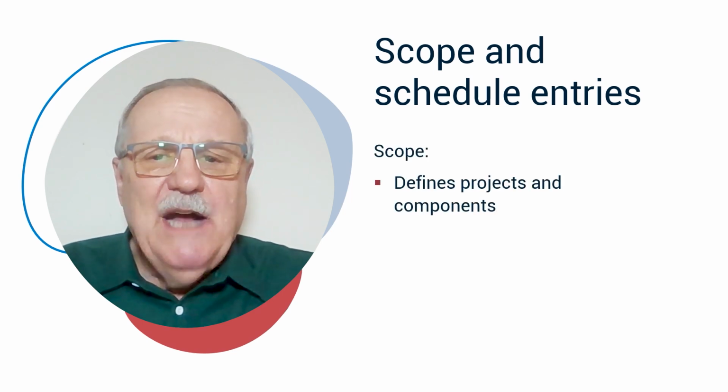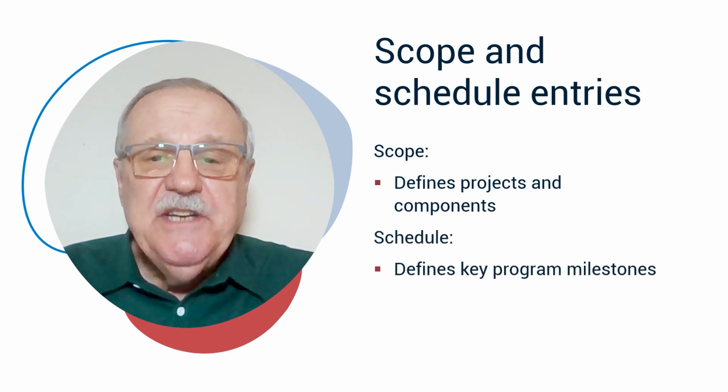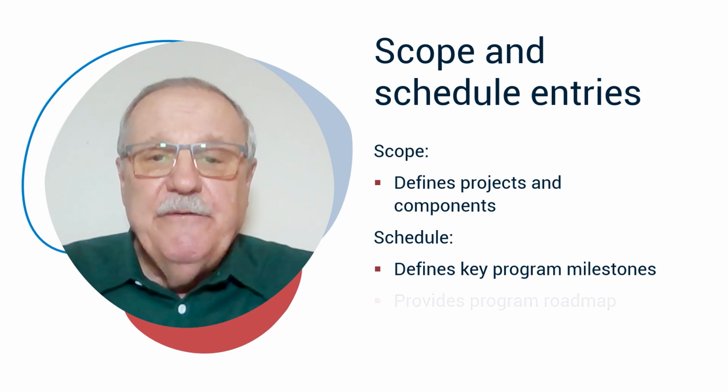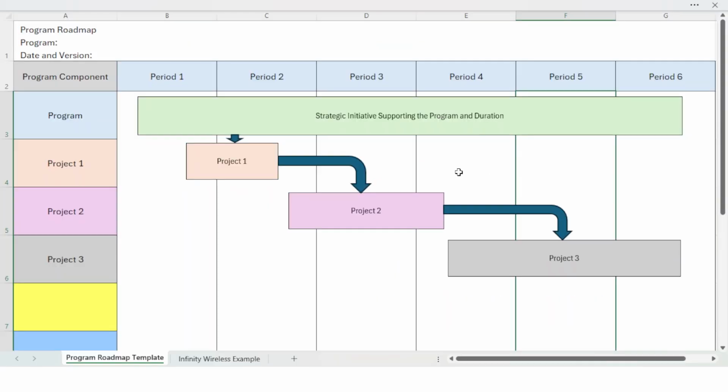Scope defines the projects and components supporting the program. Schedule defines key program milestones and provides a program roadmap. Let's review the format of a program roadmap followed by a walkthrough of an example.